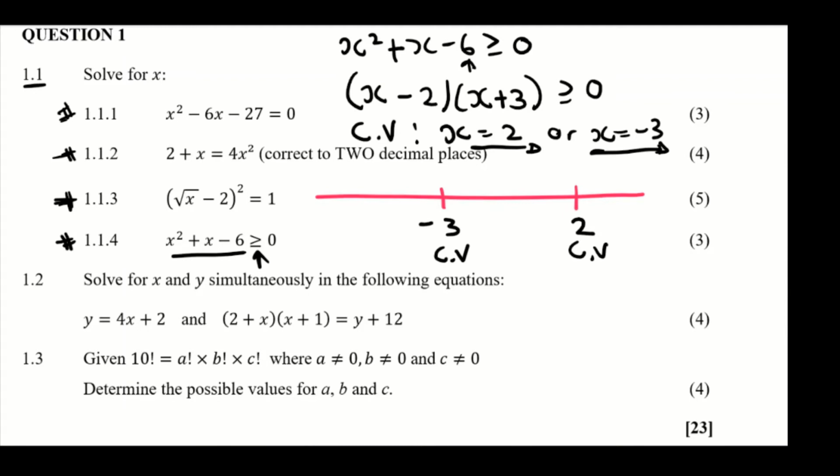So let me write critical value, critical value. What you're going to do is test values before your critical value, in between your critical values, and after your critical values, right? You can choose any numbers. Let's say, for example, you choose -4 because it's below -3, and you can choose 1 in between, or you can choose a number after the critical values.